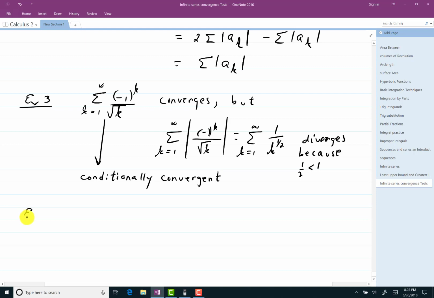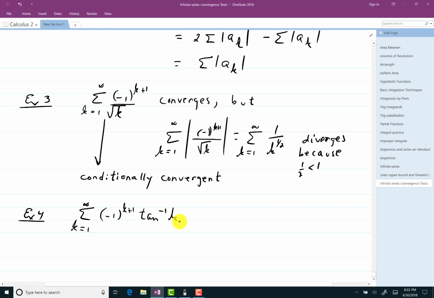Example 4. Here we have the summation k equals 1 to infinity of negative 1 to the k plus 1, tan inverse of k. I'd like to start with a positive term. I think I made the same mistake here too, didn't I? And we have tan inverse.